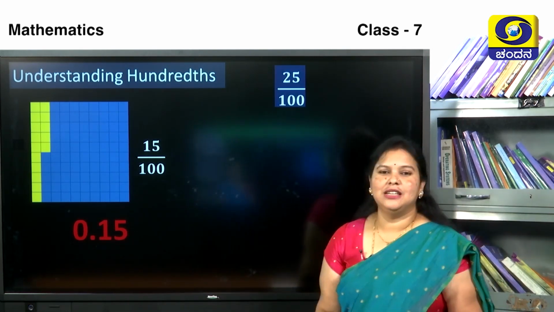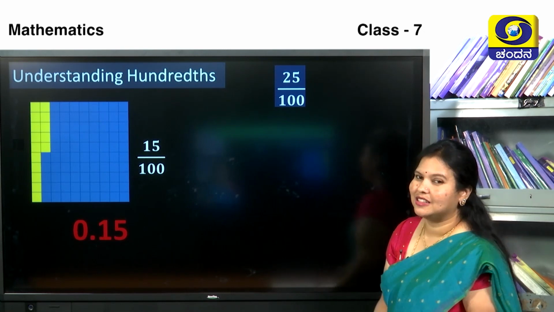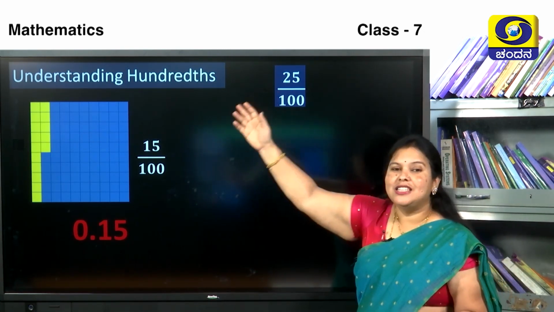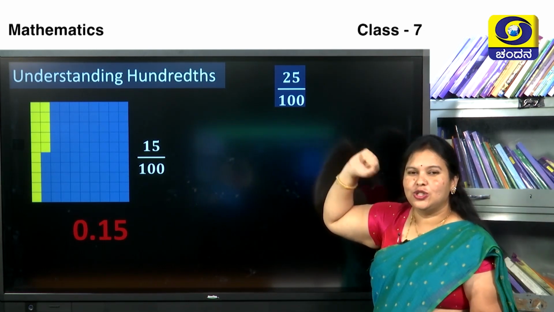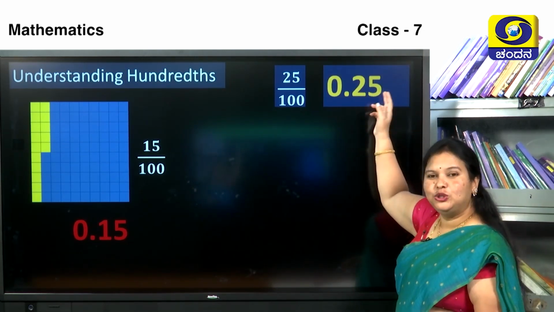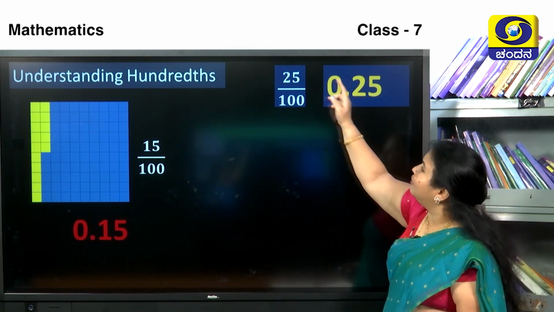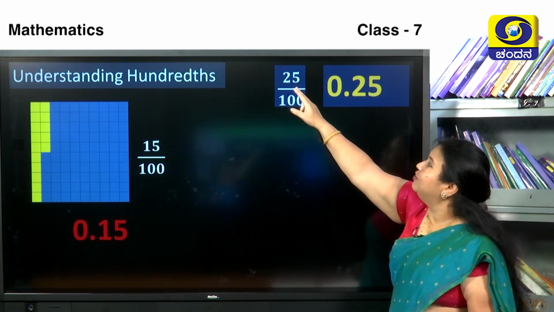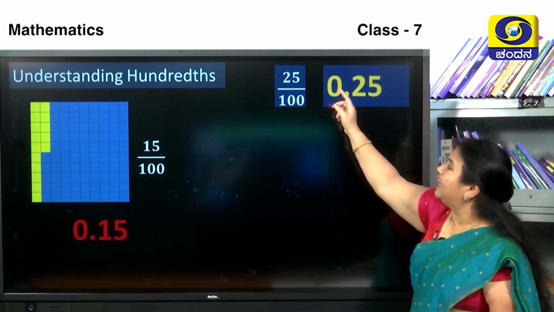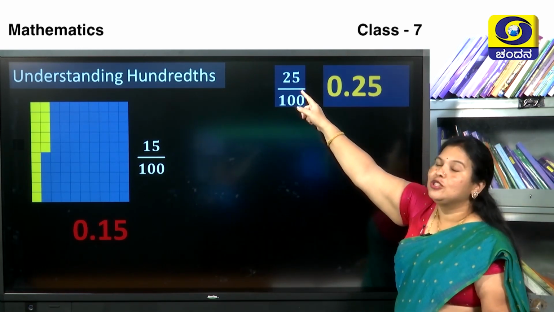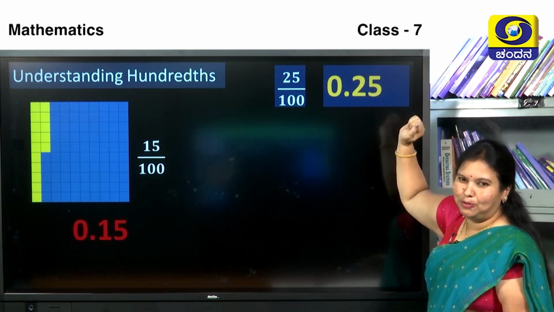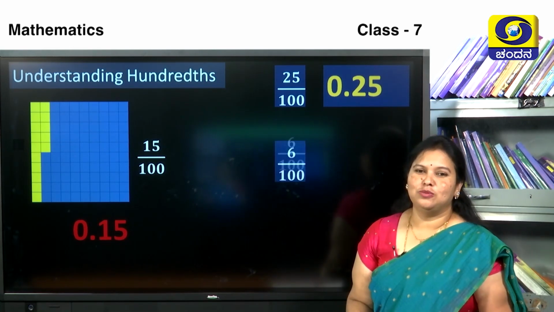Like this, we will take up some more examples to practice. Here 25 by 100. Assume that 25 parts are shaded out of 100. So, how to write it in decimal form? Yes, it is 0.25 because we have 2 in tens place. So, we have to write it after the decimal point in tenth place, and we have 5 in unit place. So, we have to write it in hundredth place after the decimal point. Understood? We will take one more example.